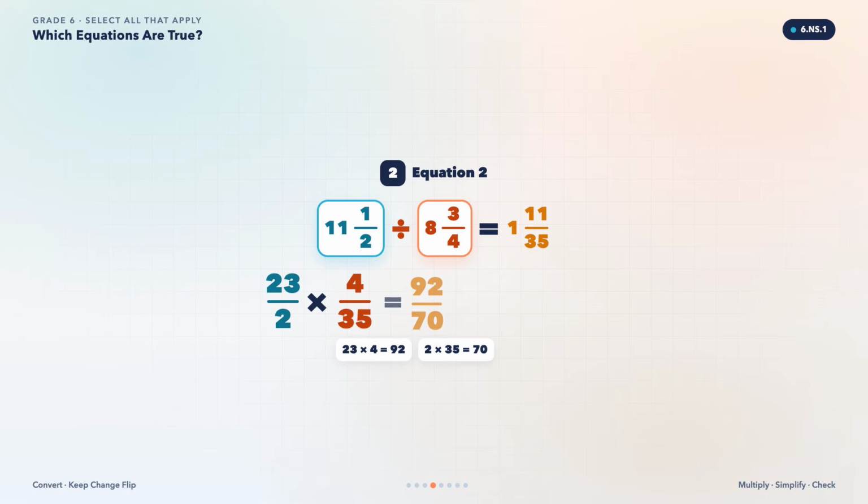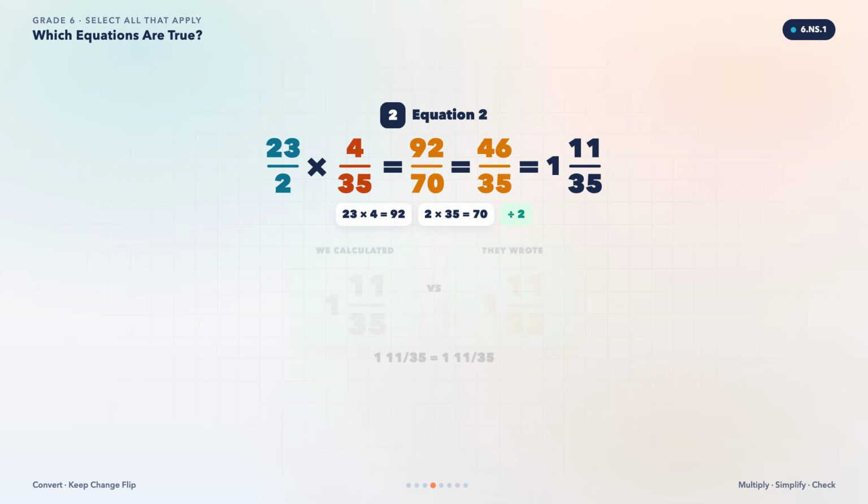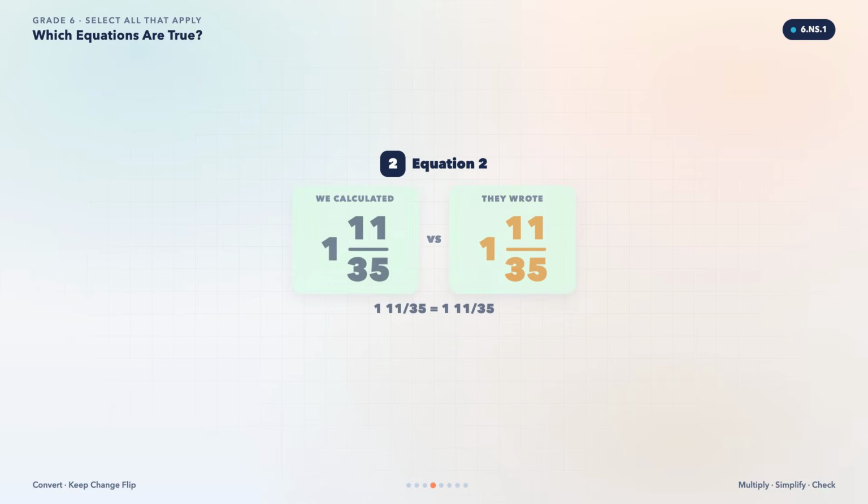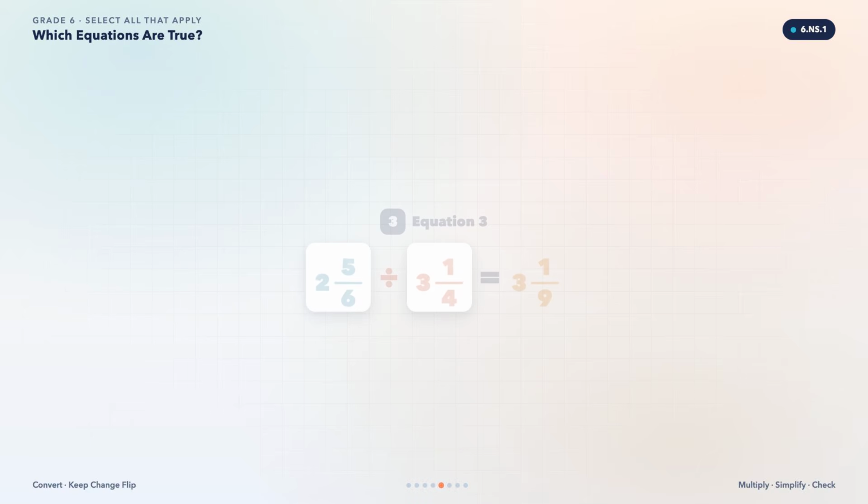Multiply across. 23 times 4 is 92. 2 times 35 is 70. 92 over 70. Both numbers are even, so divide by 2. 46 over 35. 46 divided by 35 is 1, with 11 left over, 1 and 11/35. That is exactly what they wrote. Equation 2 is true.